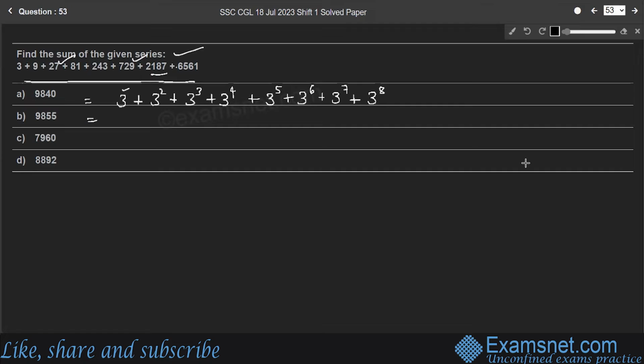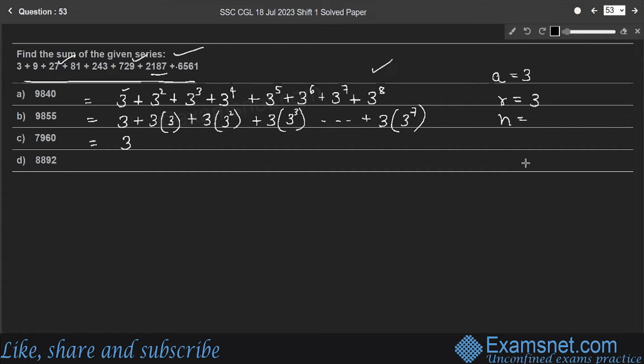Here again the first term is 3, right? And the second term can be written as 3 into 3. Third term can be written as 3 into 3 square. Fourth term 3 into 3 cube. So up to the last term is 3 into 3 raised to 7. Right? Here students, first term A is equal to 3, common ratio R is again 3, right? Second term divided by first term gives 3 itself. And number of terms, right? Here to find number of terms, so there are 8 terms, it's very easy. So n is equal to 8, right?